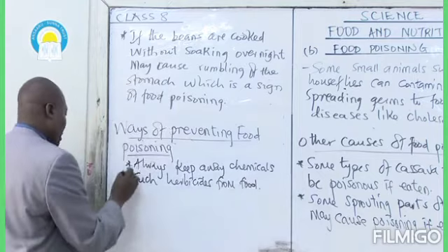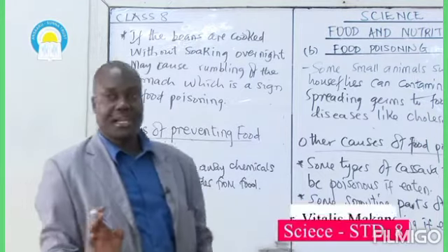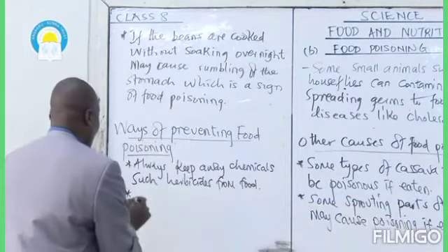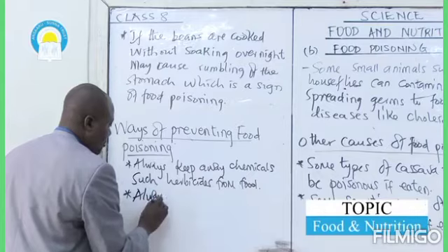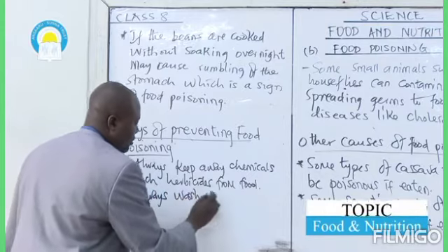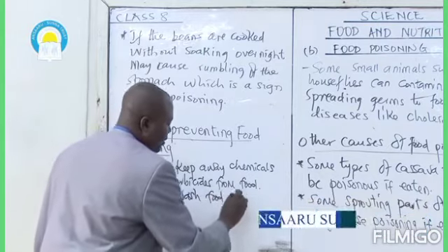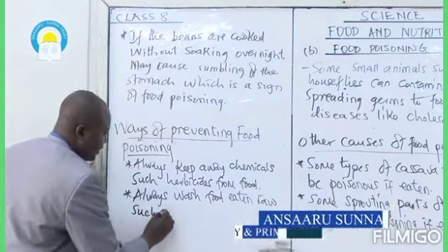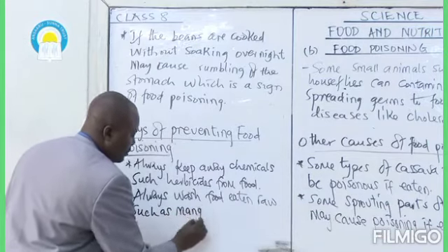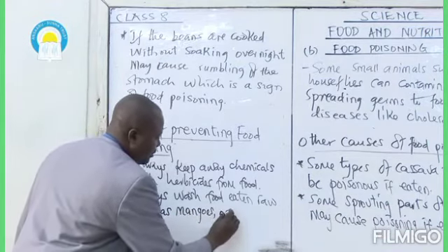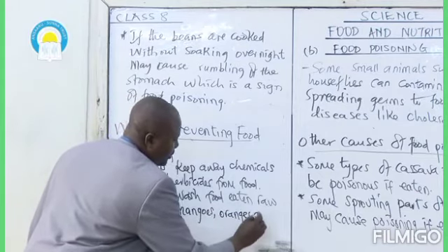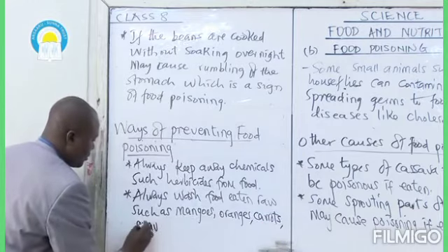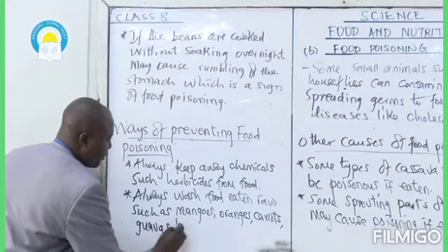Number 2, we can also prevent food poisoning by washing food that is eaten raw before we eat. Always wash food eaten raw, such as mangoes, oranges, carrots, guavas, before we eat.